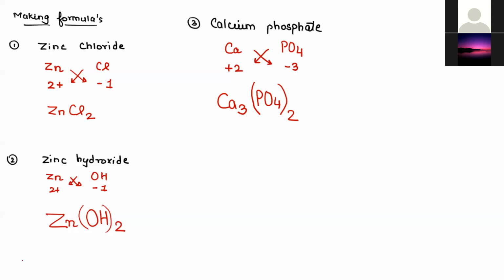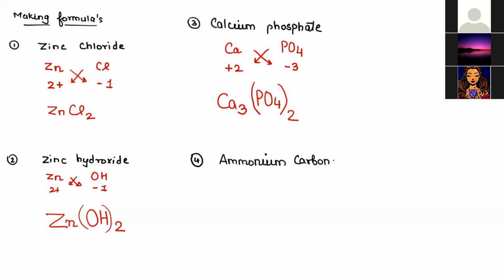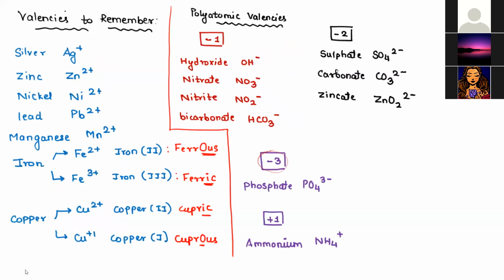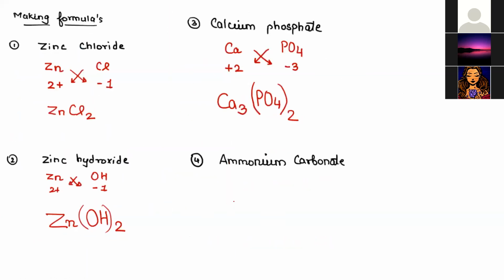Let us do one more example. Fourth one. Let's do ammonium carbonate. Ammonium symbol is NH4. Carbonate symbol is CO3. Both valencies are what we have written just now. The valency of ammonium is +1, carbonate is -2, crisscross.